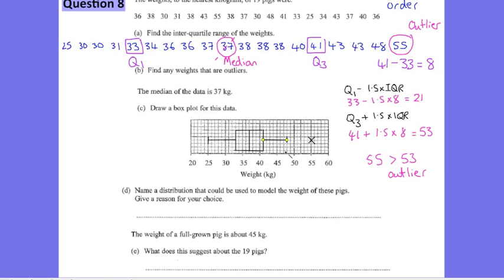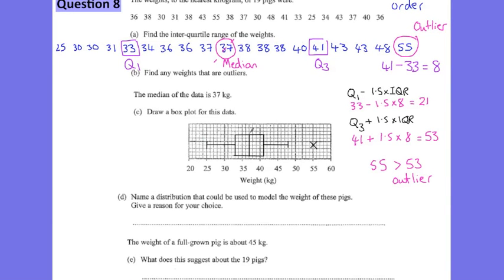We're then asked to name the distribution. We need to look here and we're looking for the skew. Here we have a symmetrical distribution. The box plot has the same space here as it has here. This is a normal distribution. Why? Give your reasons. Because we have a symmetrical distribution. The box plot shows symmetry.